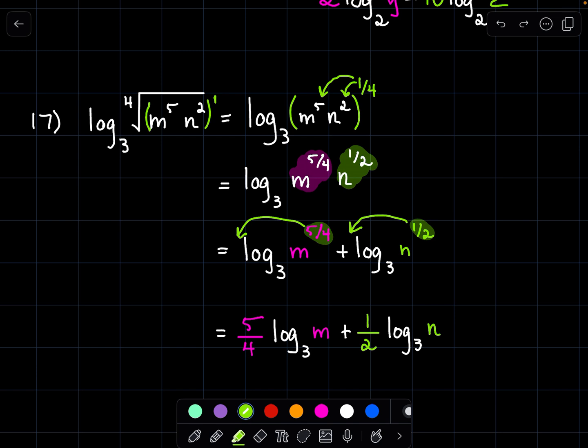So I hope you find this video helpful on the properties of logarithms and how to use those properties of logarithms to either condense or expand logarithmic expressions.